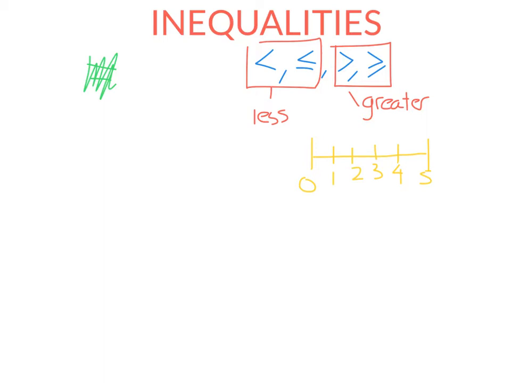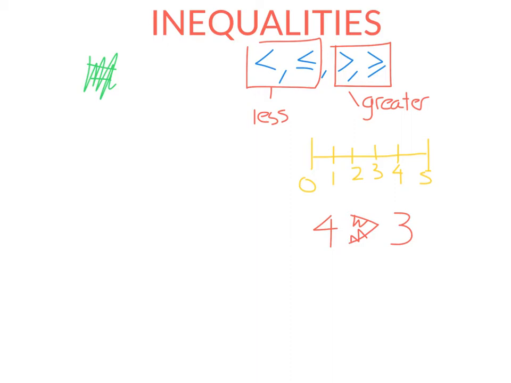Another way to remember it is the crocodile eats the larger number. So if I have 4 and 3 like this, the crocodile eats the larger number. Think of this as a crocodile's mouth. So this is saying 4 is greater than 3. Pointing to the right means is greater than. So what am I going on about?